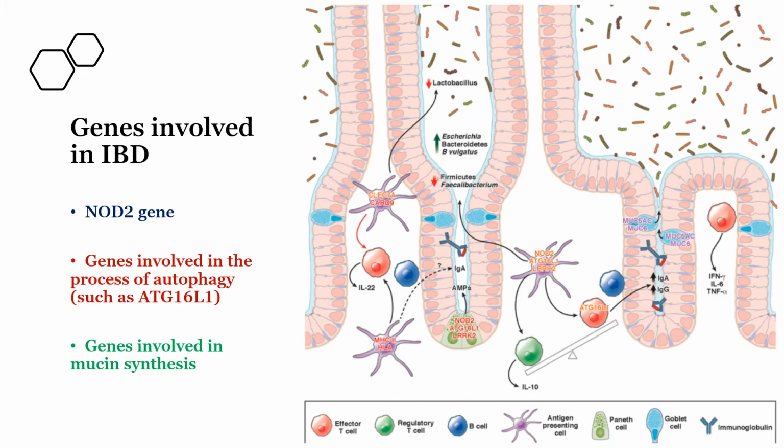There are many genes involved in IBD. The first one is the NOD2 gene, which encodes the intracellular recognition receptor, and also ATG16L1 is involved in the process of autophagy, and another gene is involved with mucin synthesis and acts as a physical layer and protective barrier in the intestinal epithelium.